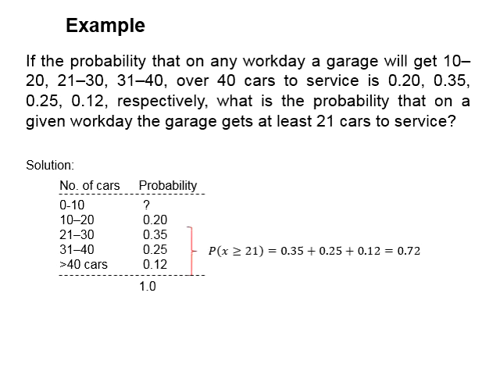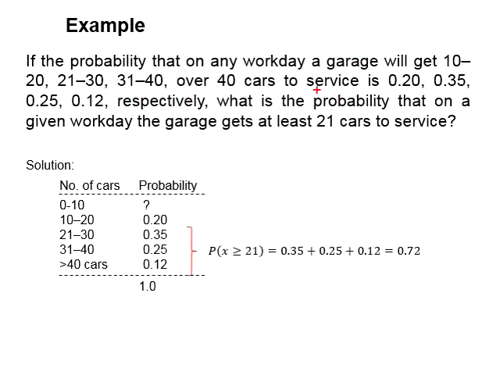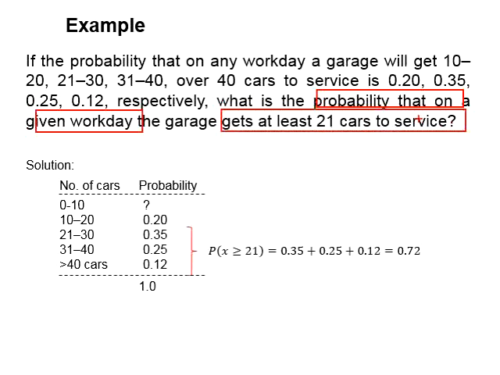Let us try another example for the probability. If the probabilities that on any workday a garage will get 10 to 20, 21 to 30, 31 to 40, and over 40 cars to service are 0.2, 0.35, 0.25, and 0.12 respectively, what is the probability that on a given workday the garage gets at least 21 cars to service?